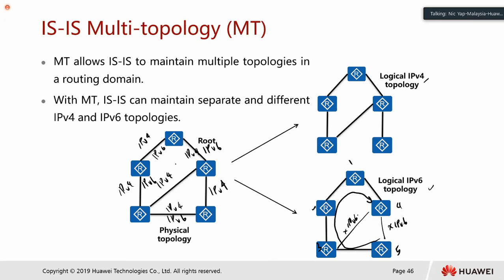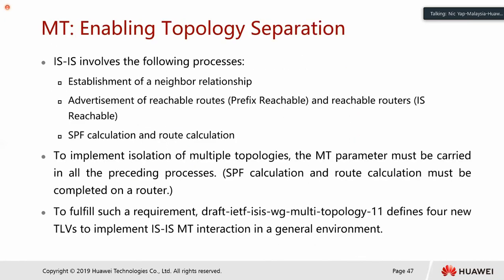So with multi-topology, to enable the topology separation, they separate the topology. At the same time, they add different types of TLV. To support MT, they build four TLVs just to support the multi-topologies. They have 229, 222, 235, and also 237. So they will have MT identifiers.